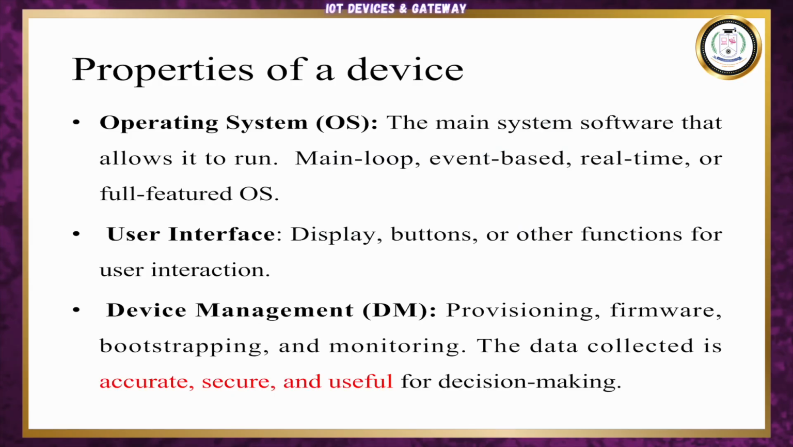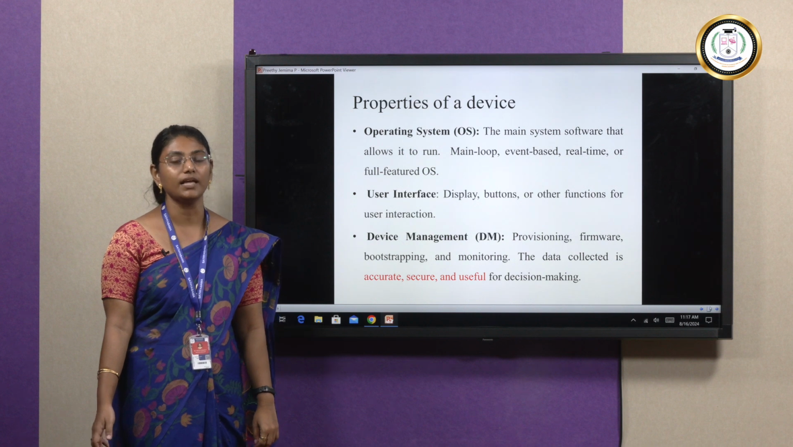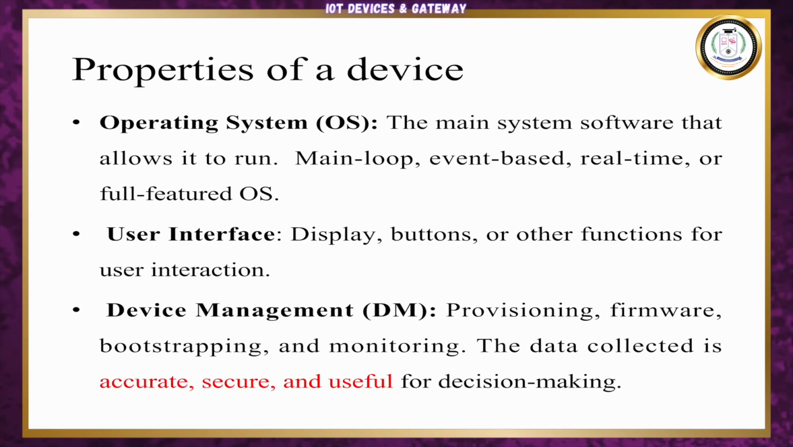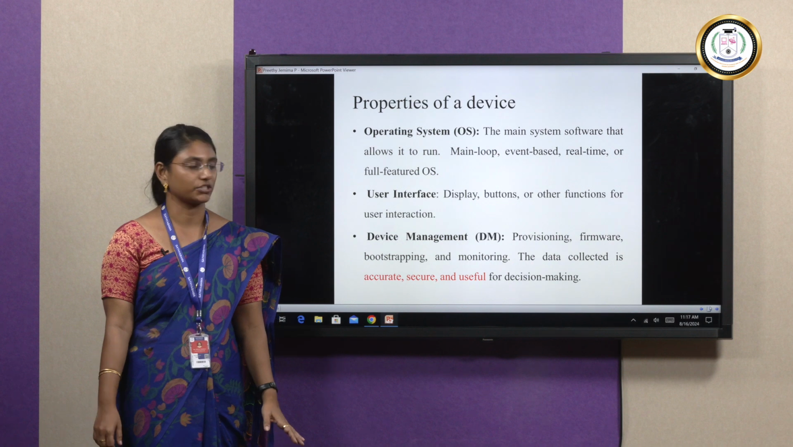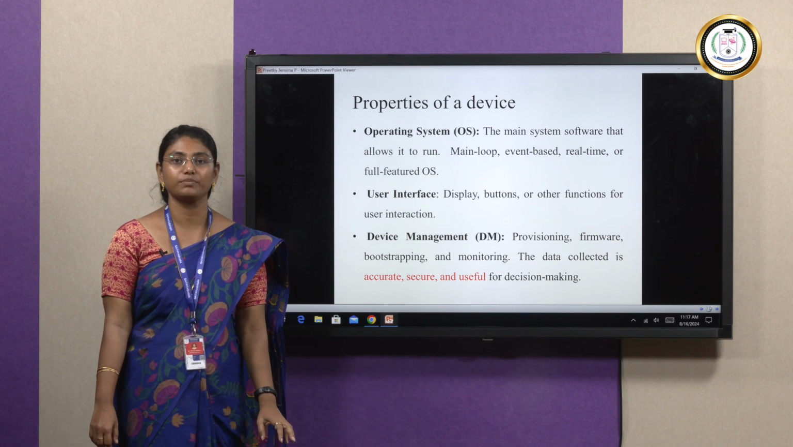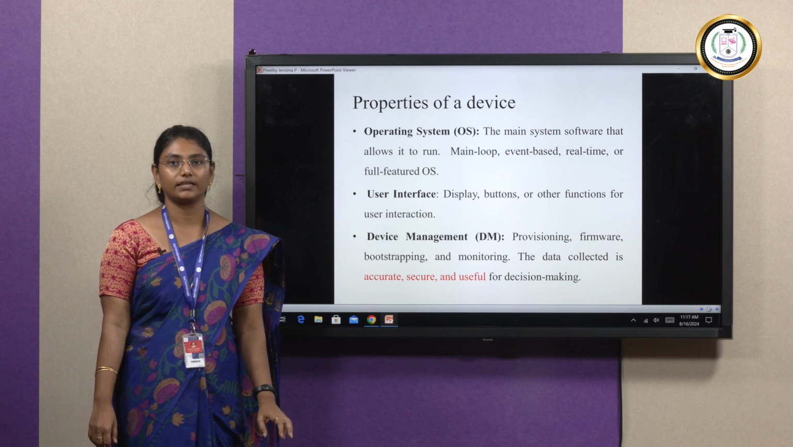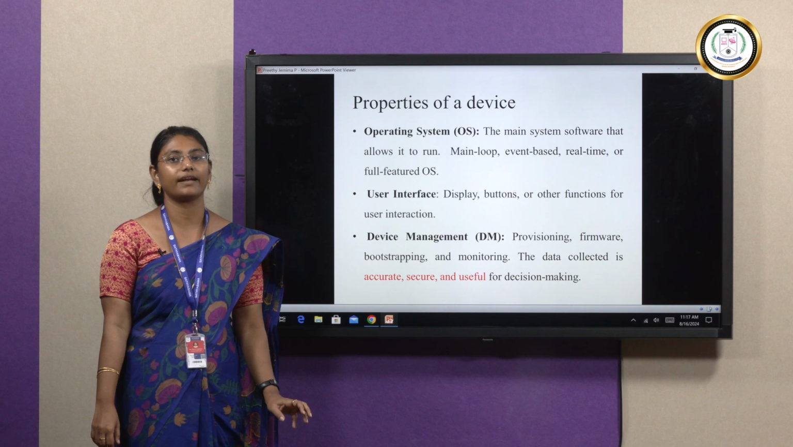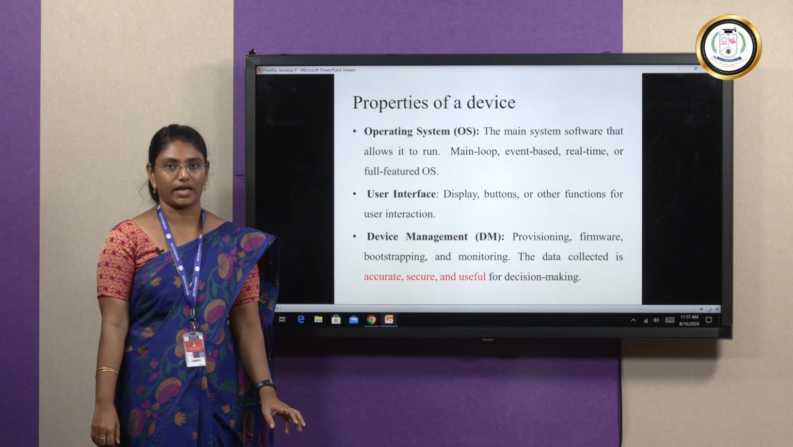Some of the other properties of the devices are the operating system, that is the main system software that helps to run the system. It can be a real-time OS or a fully featured OS. User interface, how the user interacts with the device. It may be related to displays, buttons or even functions. Last one is device management: how the device is administered and monitored, how you collect the data, how accurate it is, how secure it is, and how useful it is. That entire thing will come under device management.